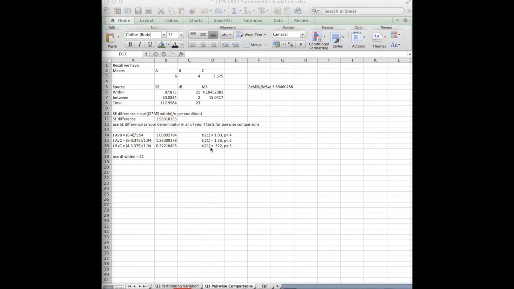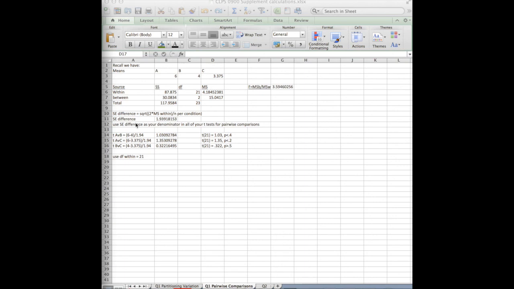And this one was actually not tabled because our table only goes up to 0.5, so it had to be greater than 0.5. And yeah, just a reminder, you're always using the degrees of freedom within. So in this case, it was 21. And that's how you do pairwise comparisons.